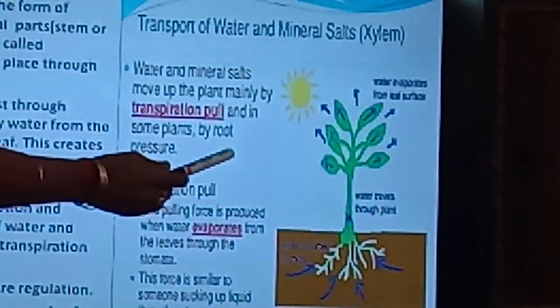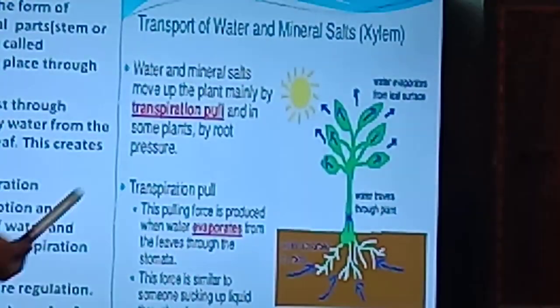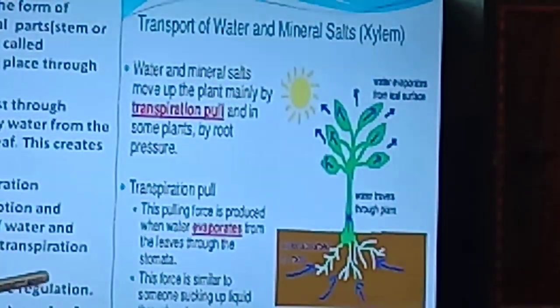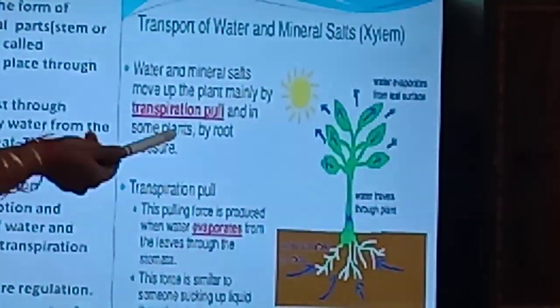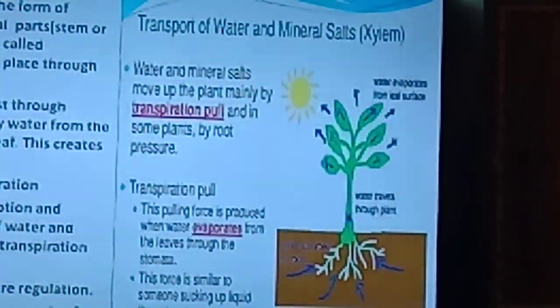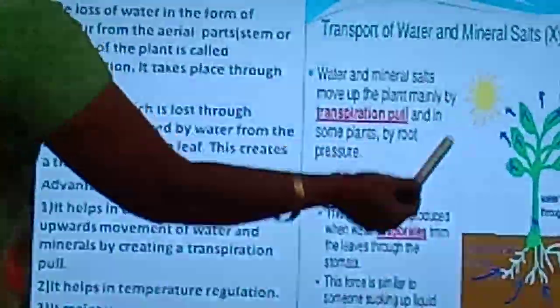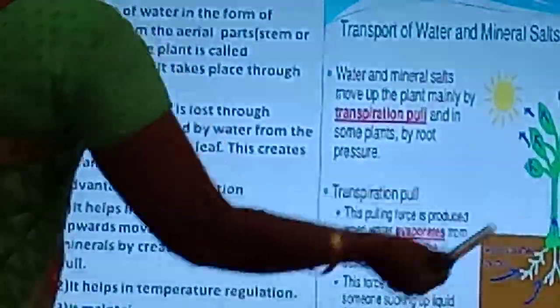We learned about two forces. One is root pressure and the other is transpiration pull. These are physical forces. But what are the advantages of this transpiration? Why is it needed? One thing we learned here is the upward movement of water and minerals by creating transpiration pull.